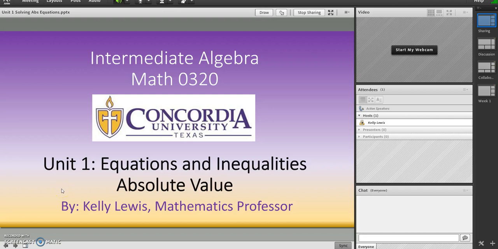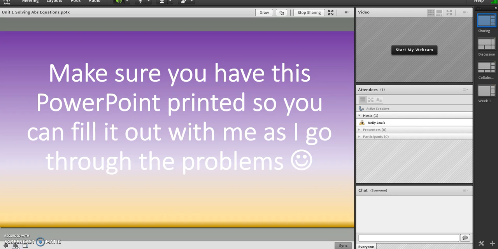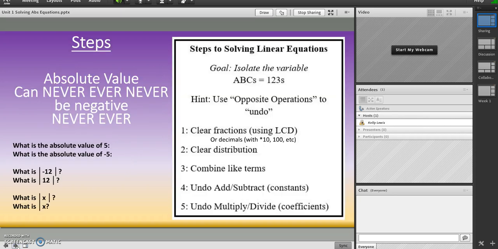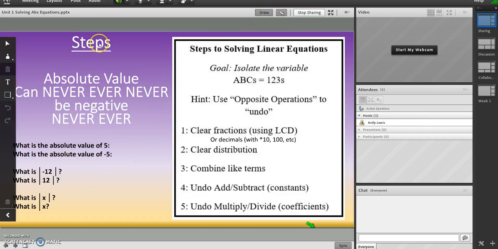Hi guys, I wanted to go over the last concept for this unit, which is absolute value equations. Absolute value can never be negative. Never, ever be negative. When you take the absolute value of something, that something can be negative, but what you get cannot be negative.